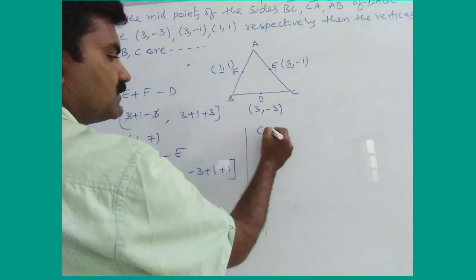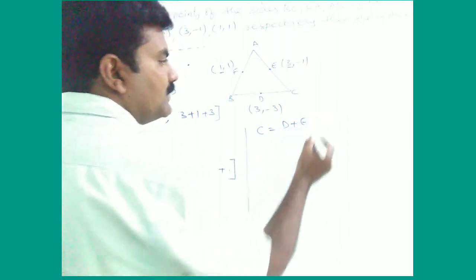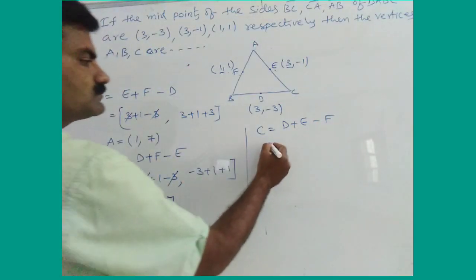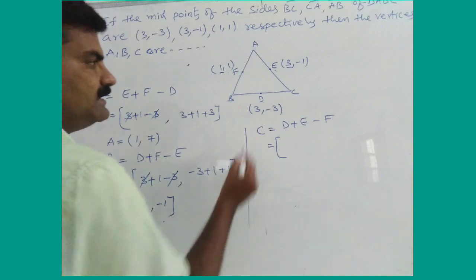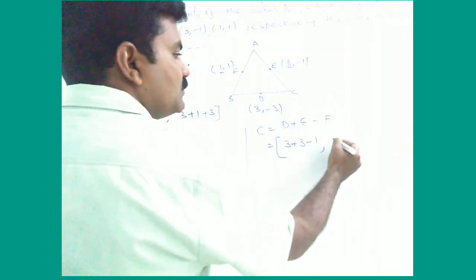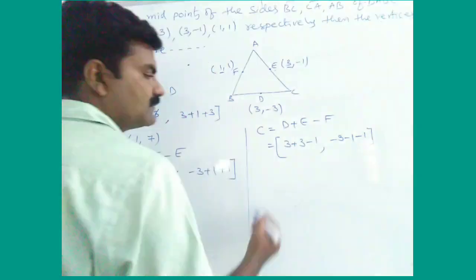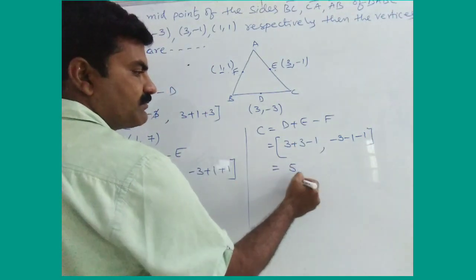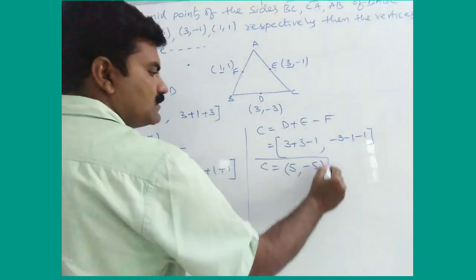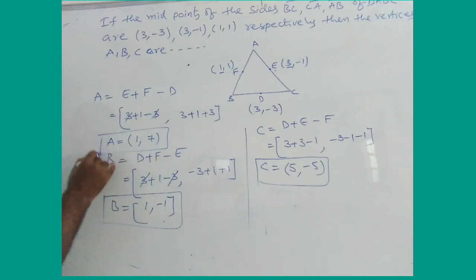In the same way, coordinates of C can be found by using the formula D plus E minus F. So let's add x coordinates D plus E, 3 plus 3 minus 1. And coming to y coordinates, -3, -1 and -1. So 6 minus 1, which is 5. And this is -5. So we have to find the vertices A, B, C.